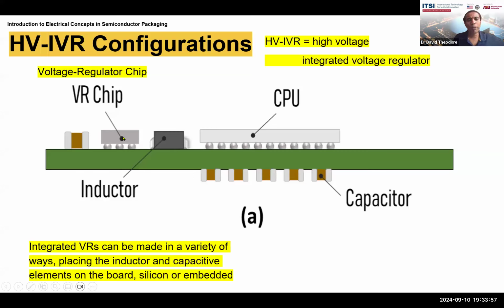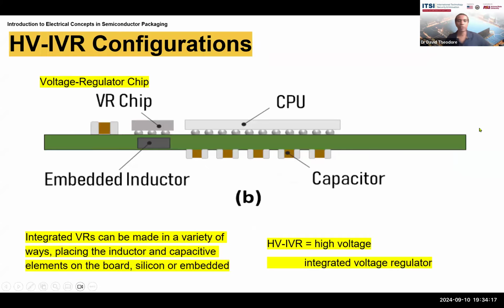So the VR chip here is basically handling higher voltage than in some of the previous designs. So the integrated VR can be made in a variety of ways. In this case, placing the inductor, that's this, and the capacitive elements, that's here and here, on the board, in the silicon, or embedded in the package, for instance.